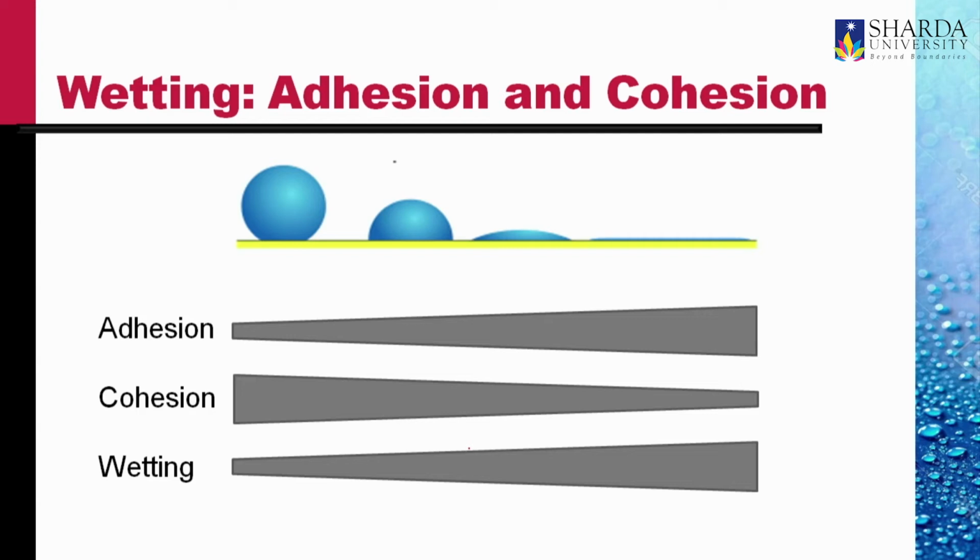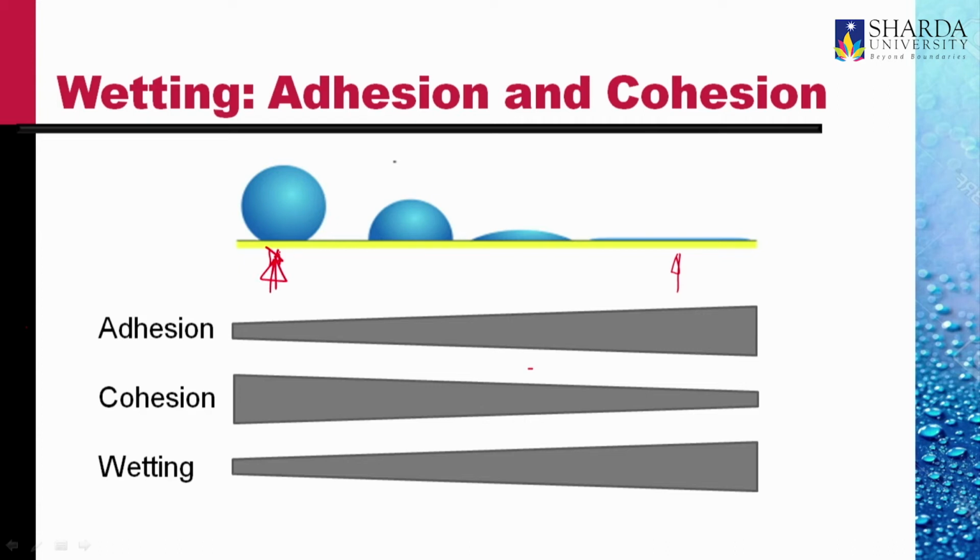As the adhesion increases to the right, the cohesion decreases to the right and the wetting increases. We say that at this location, the wetting is minimum, and at that location, the wetting is maximum. You would have seen that if I have waxed paper, a droplet of water onto that wax paper would almost look like this on the left.